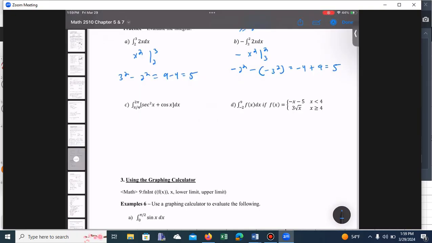Alright, so integral from pi over 2 to 2 pi of secant squared x plus cosine x. Cosine's continuous. Secant squared x is not continuous at places where cosine x equals 0, which is like pi over 2 or 3 pi over 2, both of which are in that integral. Okay, but because of that, we cannot apply this theorem.